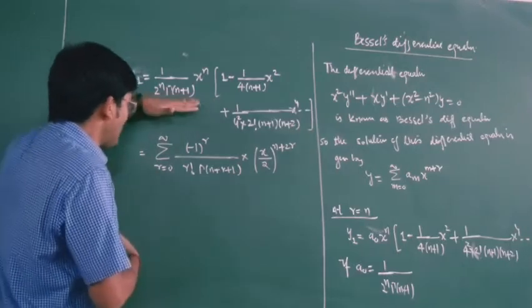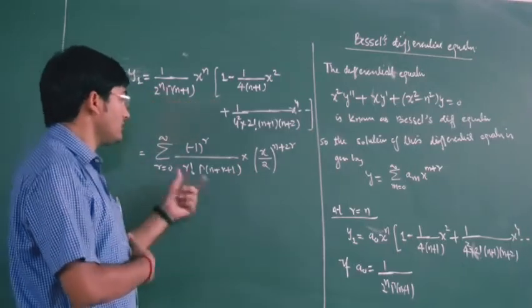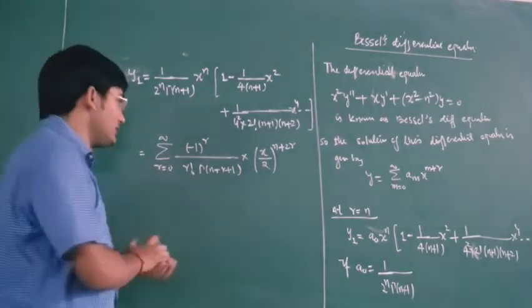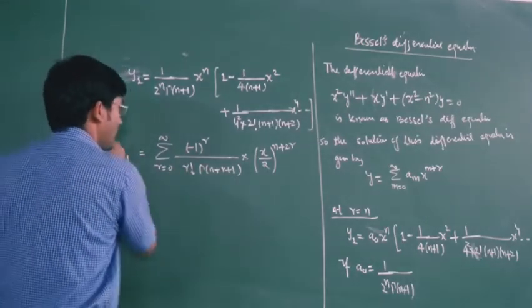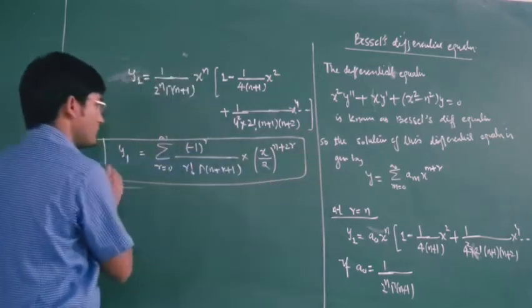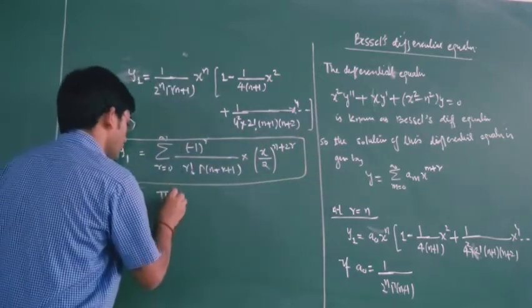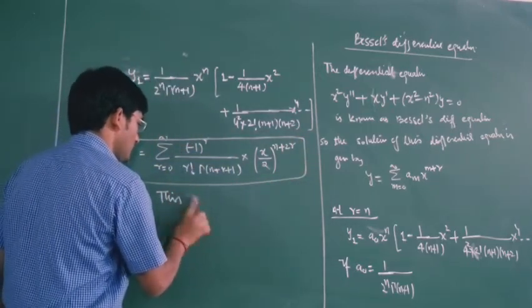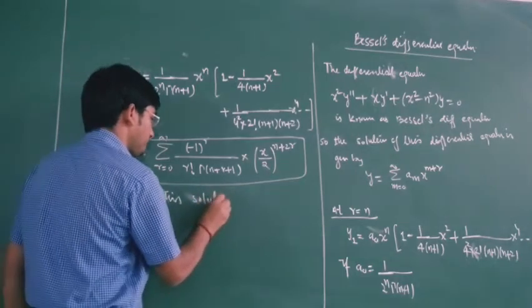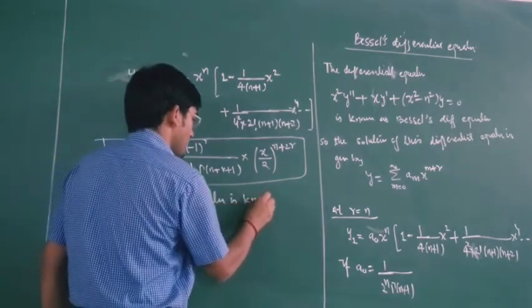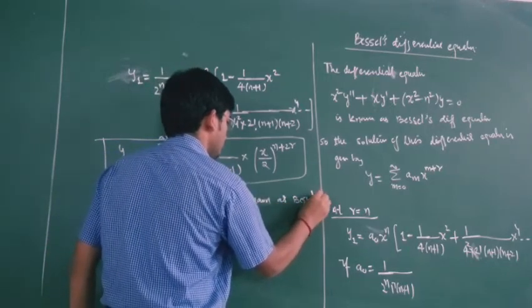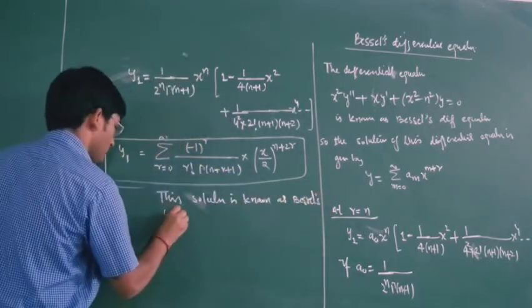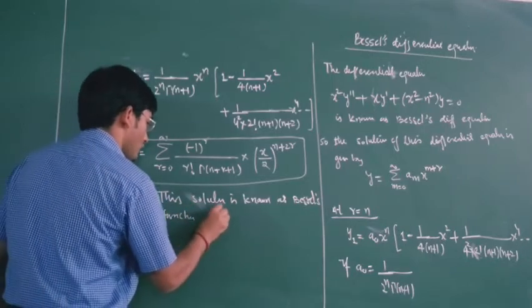So that means we can write this series like this. If this is your y, here I am denoting this one as y1. This solution is known as Bessel function of first kind.